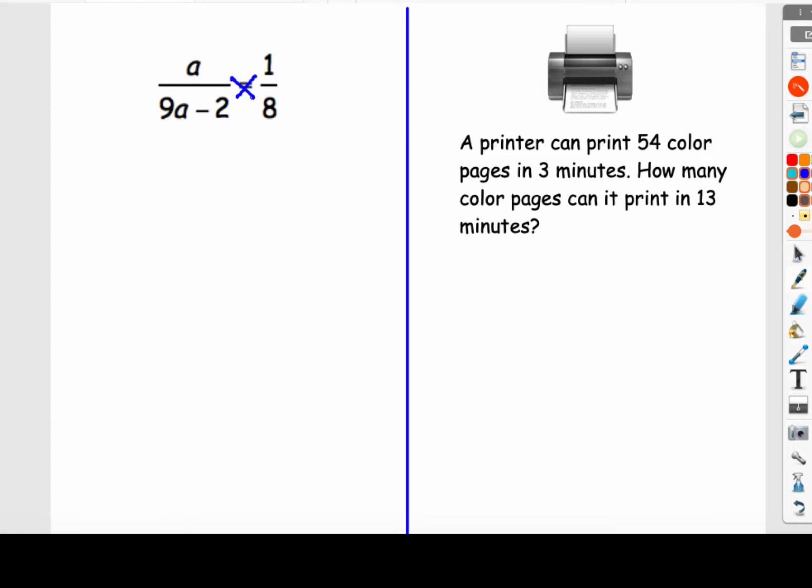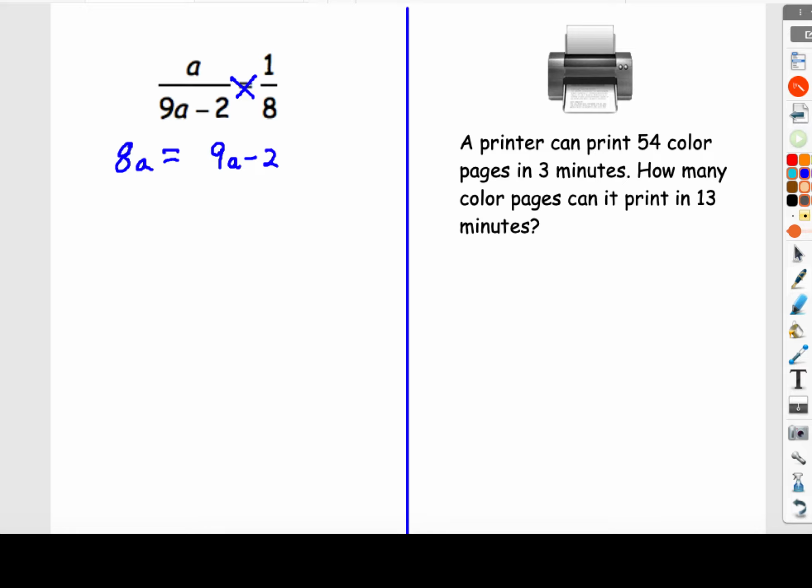So I'm going to say a on the top times 8 on the bottom. So I'm going to have 8a over here. And now I've got that 9a minus 2 times 1, which technically doesn't really do much of anything, right? 1 times that quantity, I could really just get rid of that. And I really have 9a minus 2.